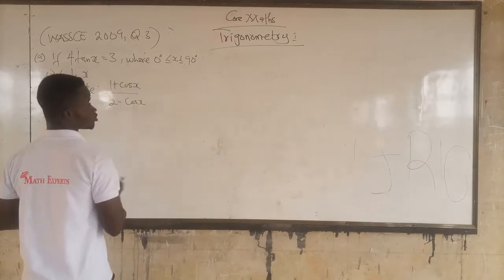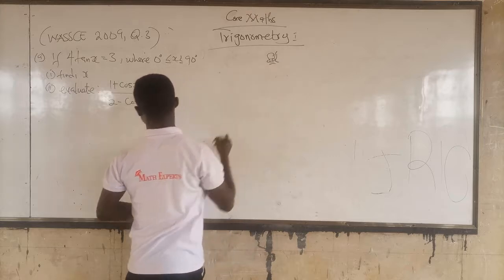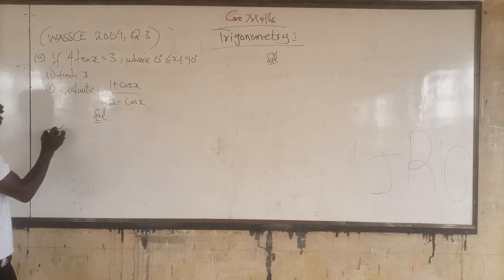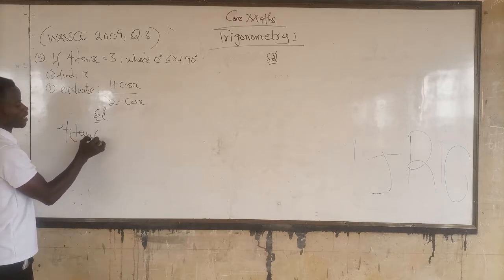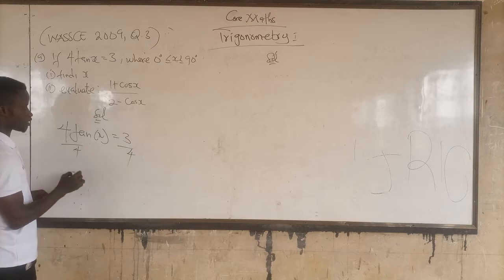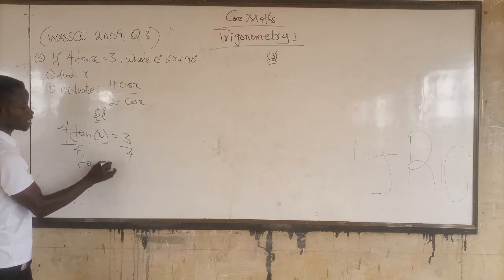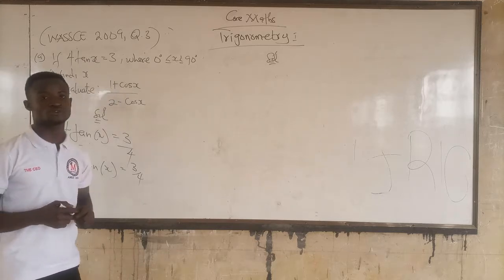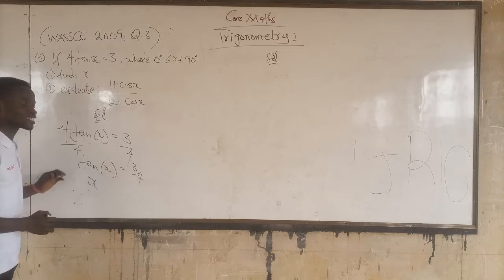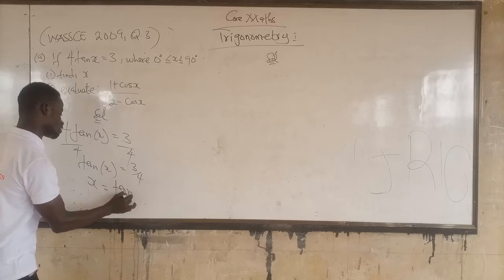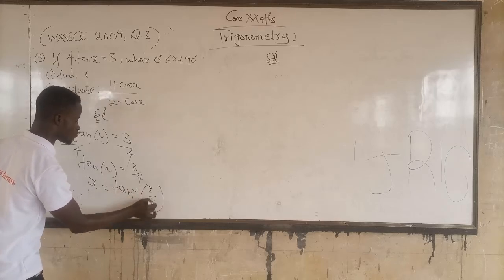So from the question, we have 4 tan x equal to 3. To find tan x, you divide both sides by 4. So you get tan x equal to 3 over 4. Alright. So to be able to find x, you take tan inverse on both sides, and you are going to get x equal to tan inverse of 3 over 4.